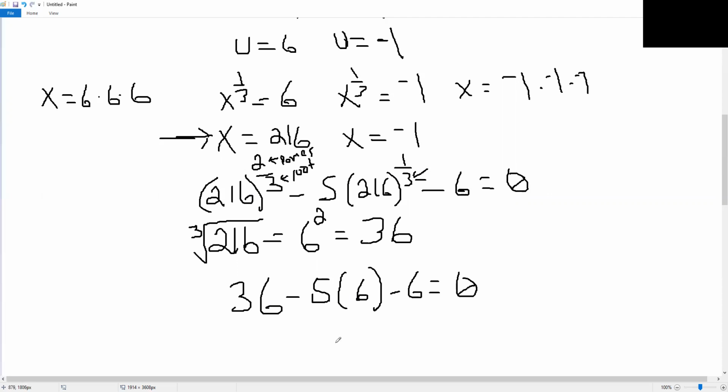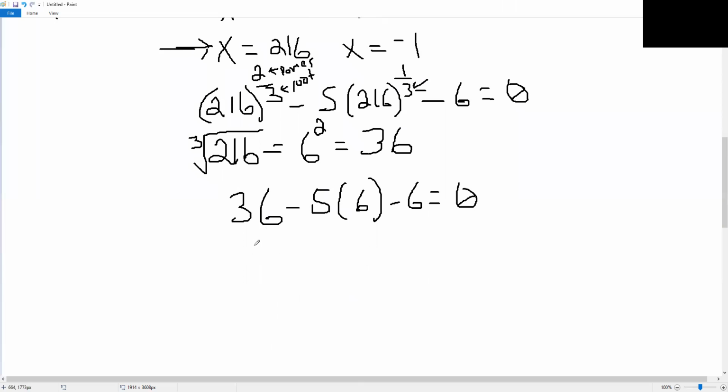And to continue this one, 36 minus 5 times 6. And then minus 6. Okay, so then we'll just say 36 minus 30 and minus 6 equals 30.